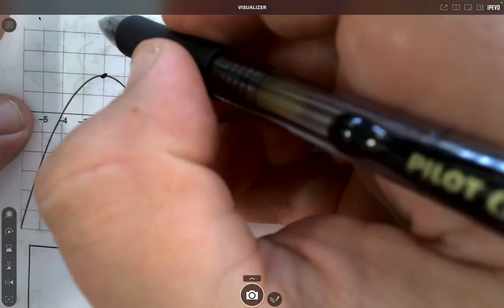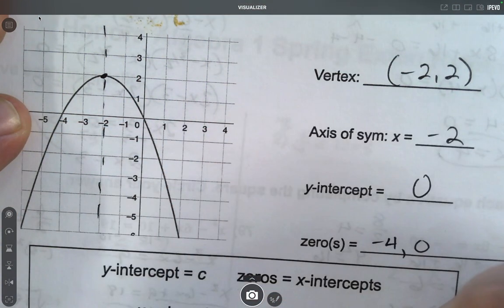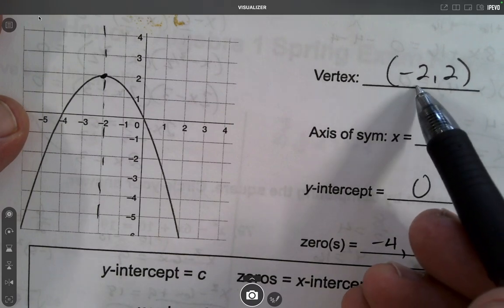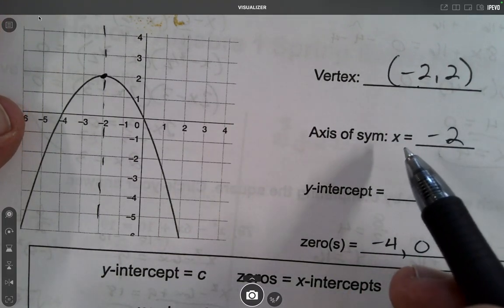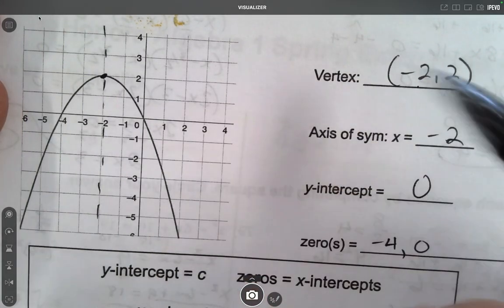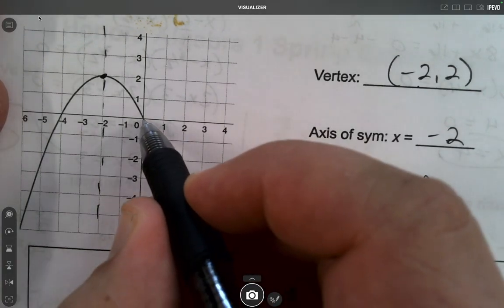The axis of symmetry is the vertical line that goes through the vertex. So it always corresponds to the x value in the vertex. So the axis of symmetry is the vertical line x equals -2. The y-intercept is where it hits the y-axis, which is right there at 0.